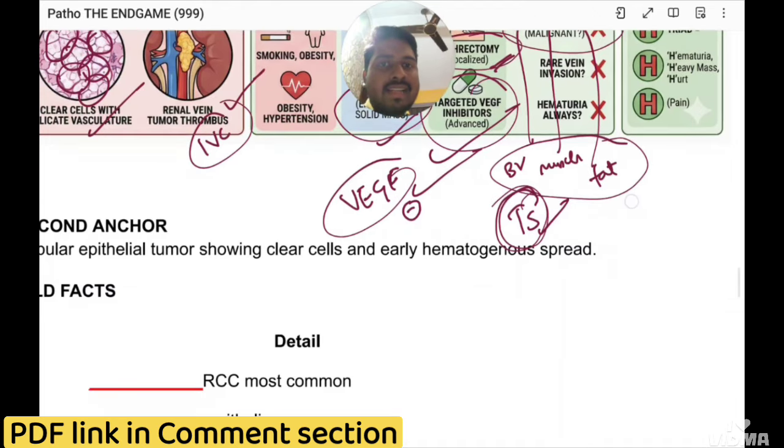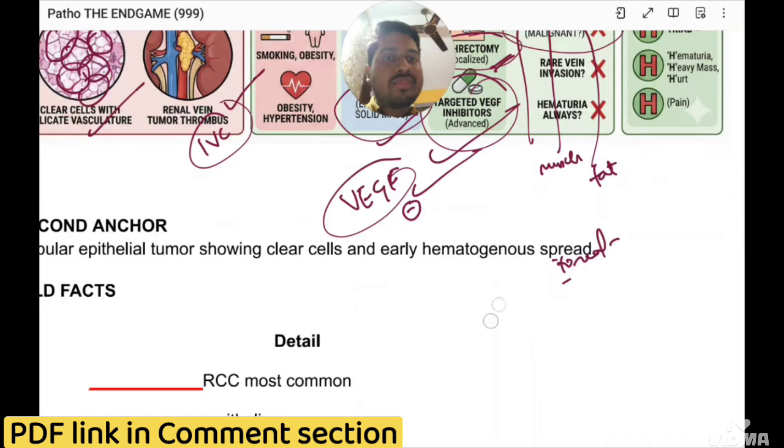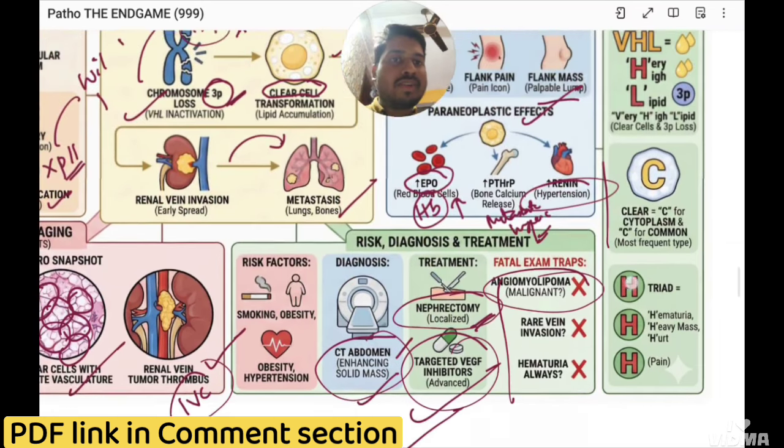And the third thing is it can bleed. It has more tendency to bleed because it contains blood vessels, right? So it can cause retroperitoneal hemorrhage. So any question where there is a mass in the kidney and it has caused retroperitoneal hemorrhage, then your answer should go towards angiomyolipoma.